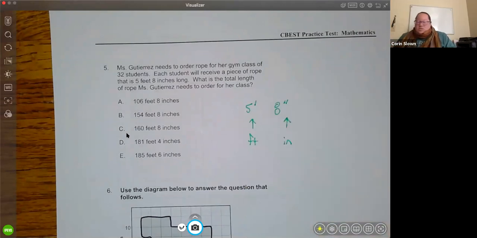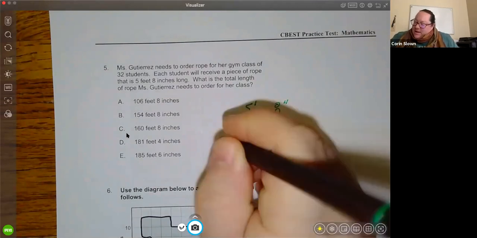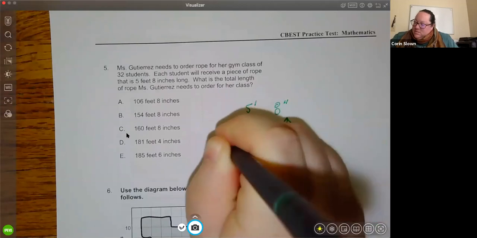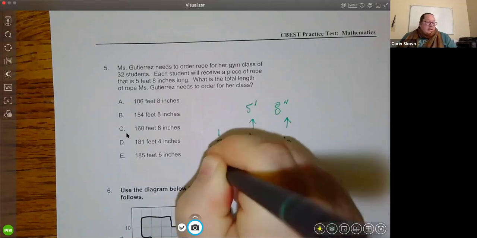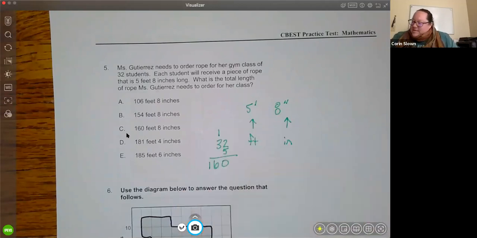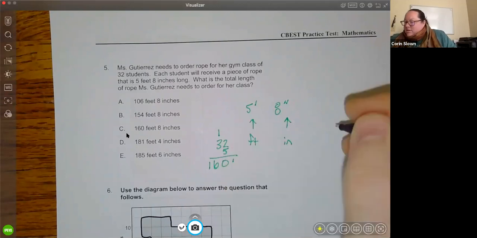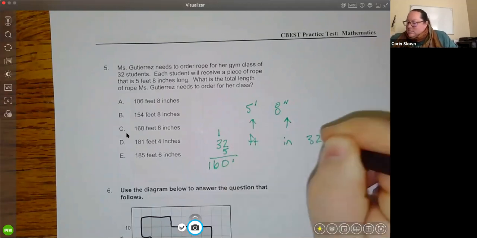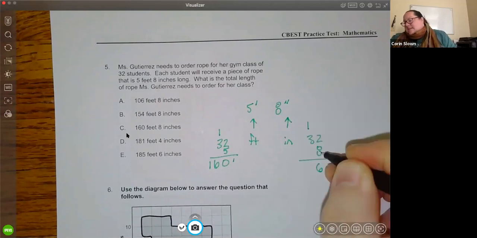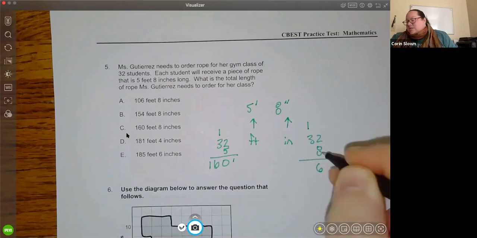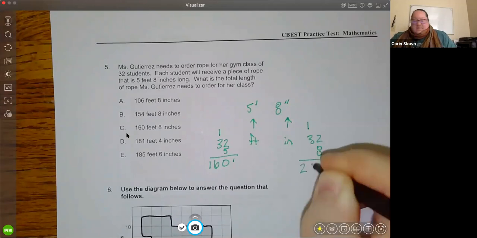And if this is each student, then I need to multiply 32 by each of these. So 32 times 5 is 160. So I have 160 feet. And then 32 times 8. So I have 2 times 8 is 16. So I have a 6. I carry the 1. 3 times 8 is 24. I add the 1. So that's 256.